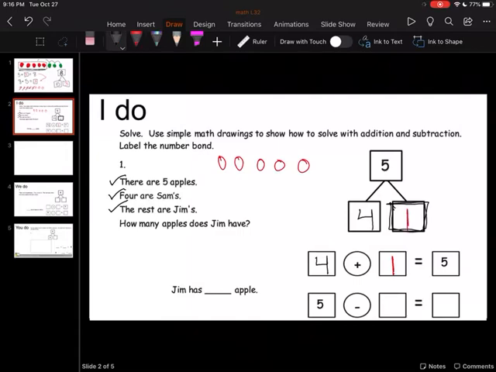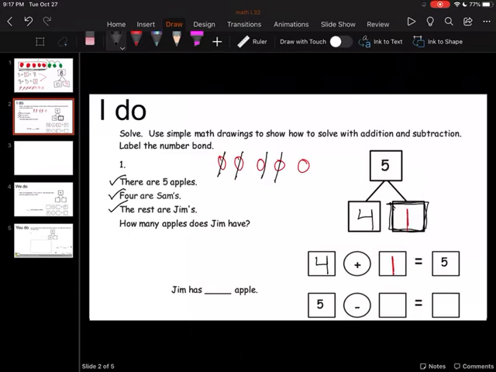Because we need to solve it using addition and subtraction. That's what the directions are telling us. Addition and subtraction. So we have 5 apples. That's my 5 apples that I drew. 4 of them are Sam's. But we're trying to figure out how many are Jim's. So we need to get rid of Sam's apples. So I'm going to cross off 4 of my apples because those are Sam's, and I'm trying to figure out how many Jim has. So when I cross off Sam's 4 apples, how many apples are left?